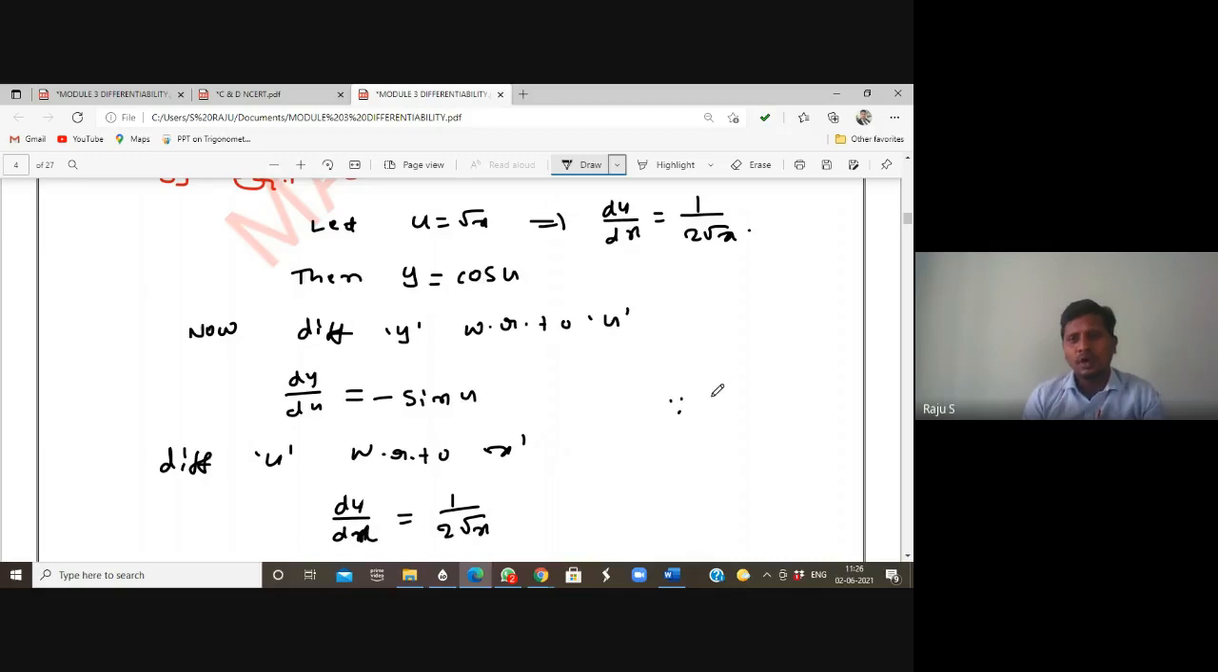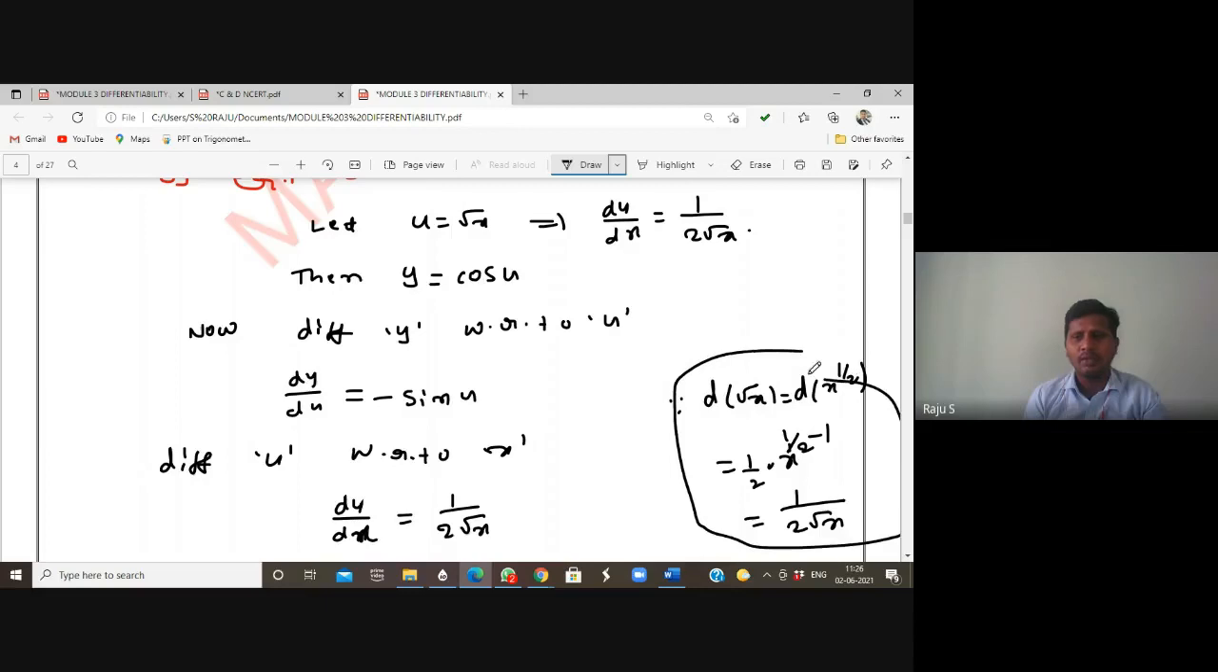So how can you say that the derivative of root x is 1 by 2 root x? Root x can be written as x power 1 by 2. Then the x power n formula you can apply: n into x power n minus 1. So that is equal to 1 by 2 root x, like that.